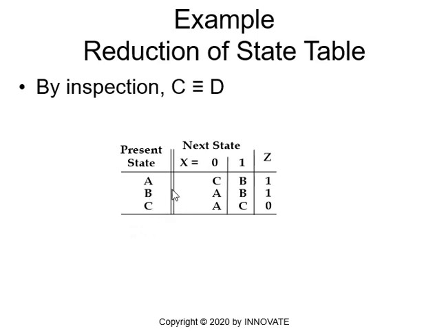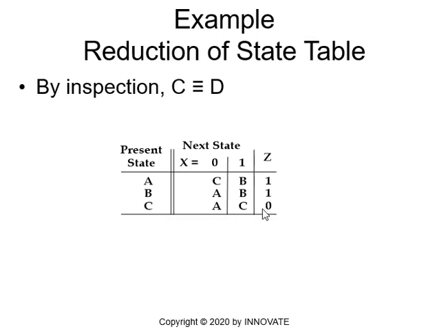A, B, C. If the present state is A, the next states are C and B, and the output is 1. If the present state is B, the next states are A and B, and the output is 1. And present state C, the next states will be A and C, and the output will be 0.